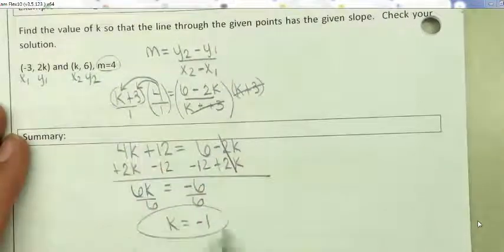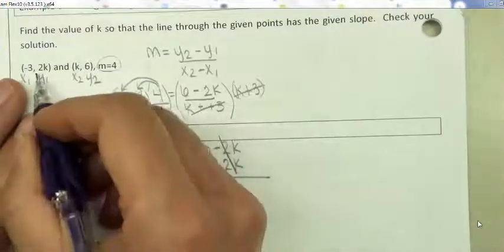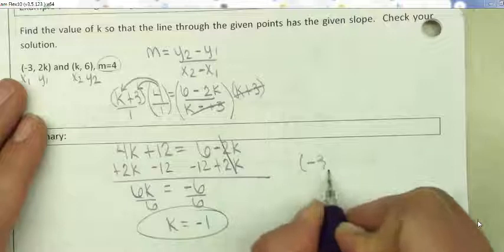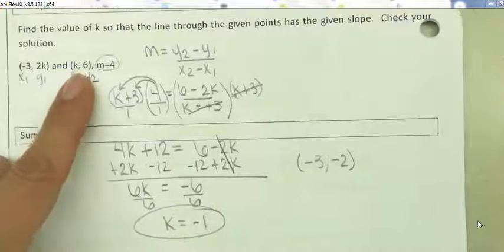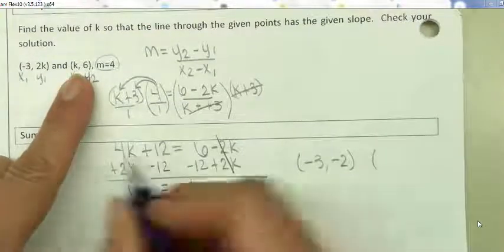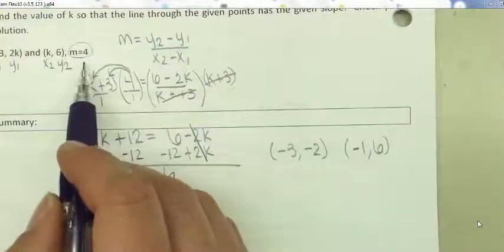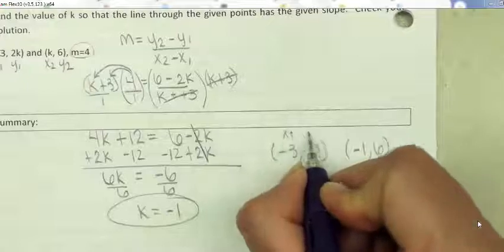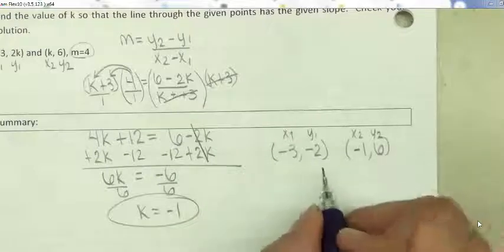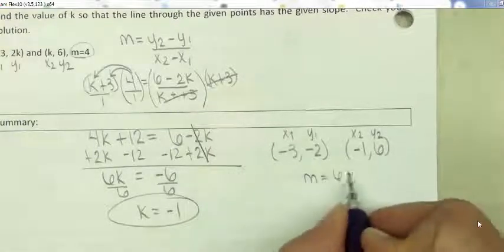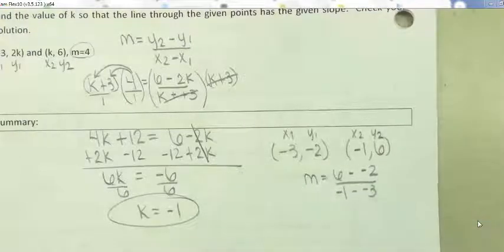Find the value of k. I got k equals -1. Now I better check this. So I'm going to go back and I'm going to plug k in for my points. So the first point would be -3, and then 2 times -1 is -2. My other point then is going to be, well, k is -1, 6. Let's double check that I actually get a slope of 4. So x1, y1, x2, y2. Okay, so y2 minus y1 is 6 minus a -2. x2 minus x1 is -1 minus a -3.